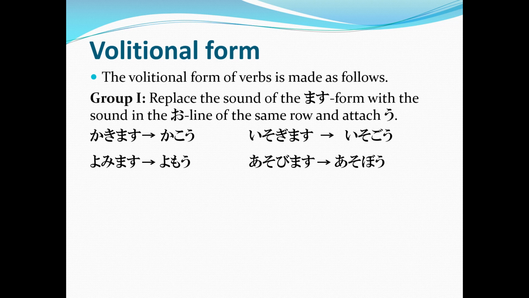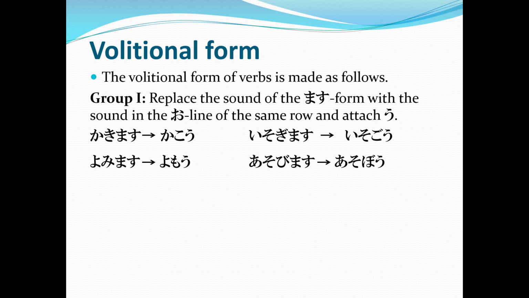So, kakimasu, you remove the masu, change ki to ko because that is the sound of the O line in the same row. Ki, ko, right? And then add U. Kakimasu becomes kako. Now let's move on to yomimasu, to read. Remove masu from yomimasu, change mi to mo because the O line of mi is mo, and then add u. Yomo.